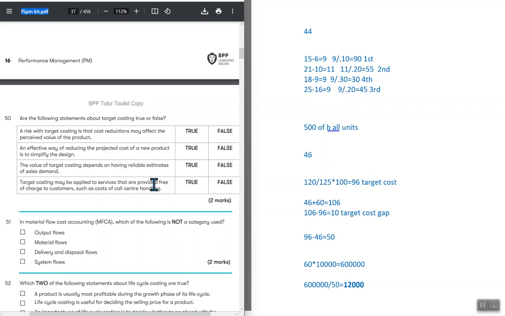A risk with target costing is that cost reduction may affect the perceived value of the product. That is actually true. If we try to reduce the target cost, people might think that because the cost has been reduced, the quality also may have been reduced. An effective way of reducing the projected cost of a new product is to simplify the design. Yeah, don't make it complicated. Don't include too many things in it.